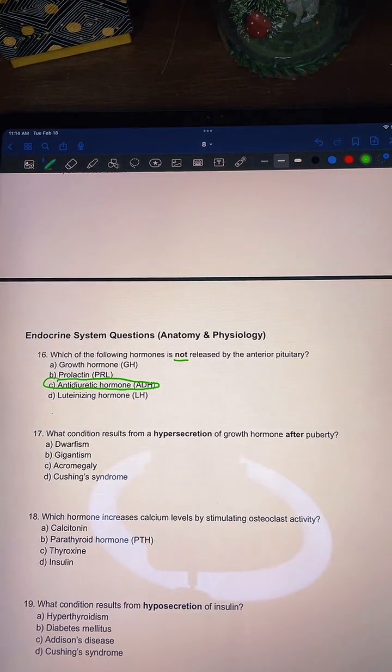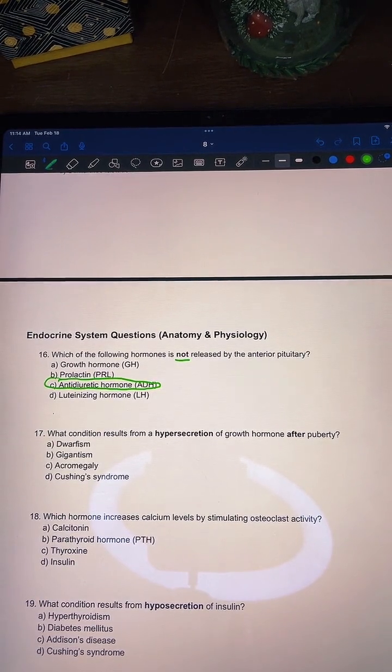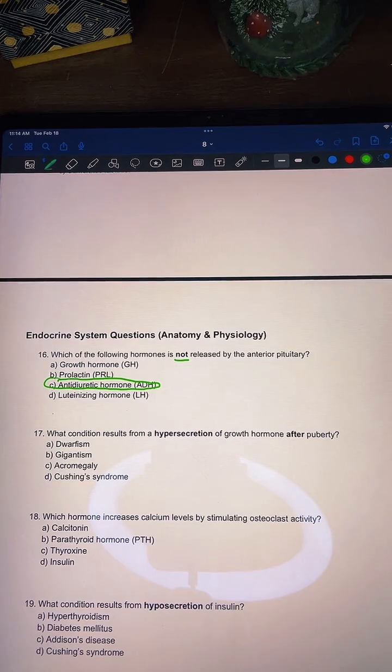Is anyone confused by that one? Did anyone need an explanation for 16? I just want to make sure that we're all good before we move on. I don't mind explaining some, so if everyone's confused, yes, I can explain.